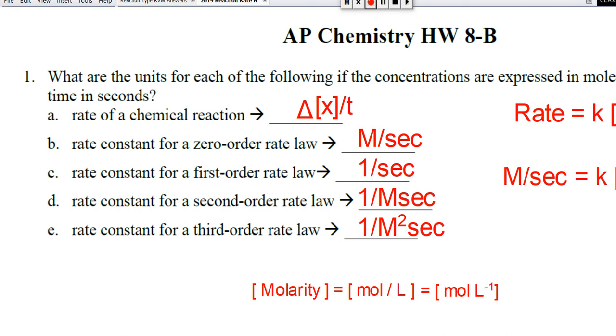So if the rate is in molarity per second, and this component is some factor of molarity, then the units for K have to kind of bridge the gap between the two. So what I did is I just took these values, 0, first, second, and third, and plugged them in here where the question mark is, and then figured out what K would be to make the two sides equal.